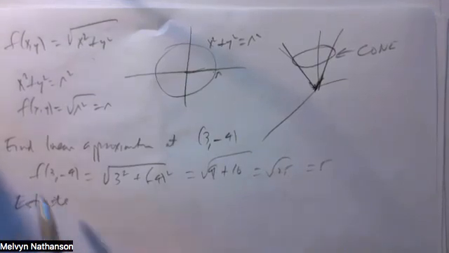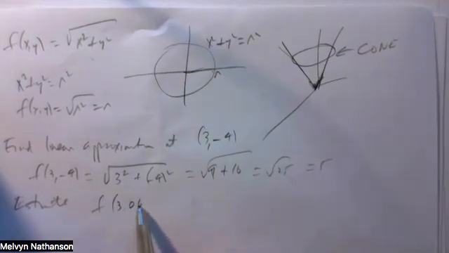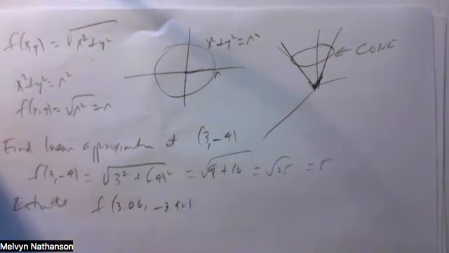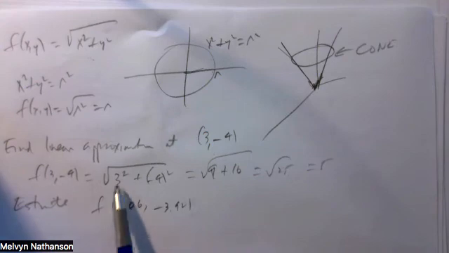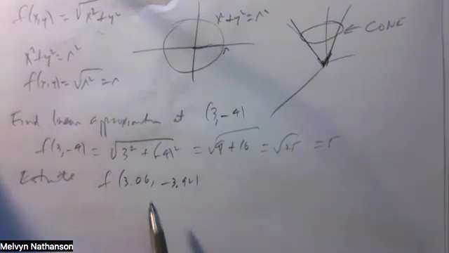I want to estimate f of 3.06, minus 3.92. So this is a point close to 3, and this is a point close to minus 4. I want to find the linear approximation to the function and use it to calculate this.